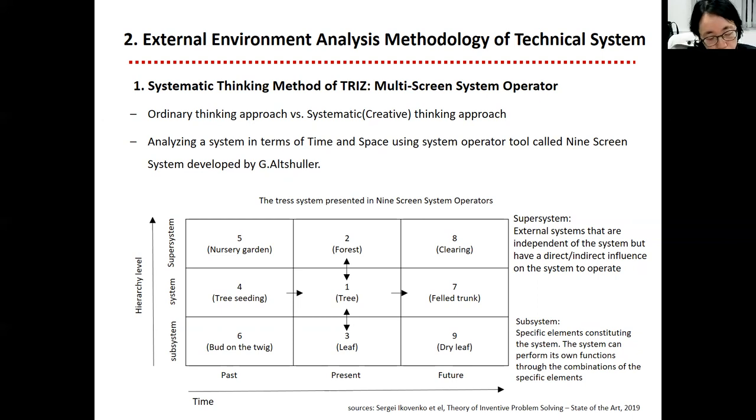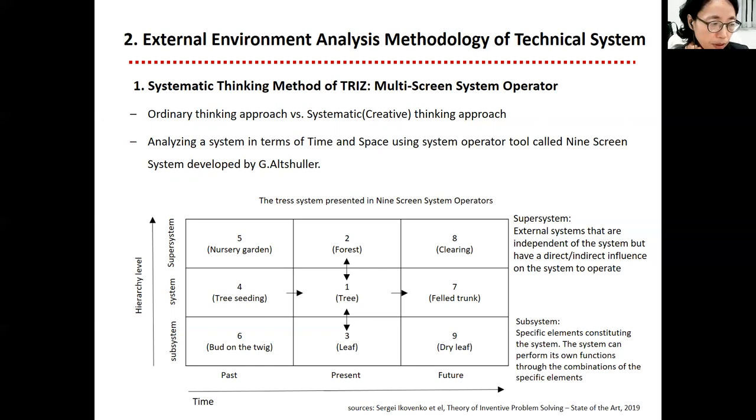This figure shows the application of the nine-screen system operator for the tree system. In this, we can imagine nine variants of the tree, from the tree in its entirety to a single leaf or branch to a forest, and so on, along with the same variants from the past, the present, and the future. This tool allows us to easily consider a given system in terms of changes in time and different hierarchy levels.